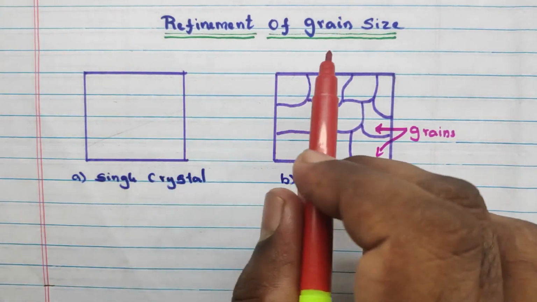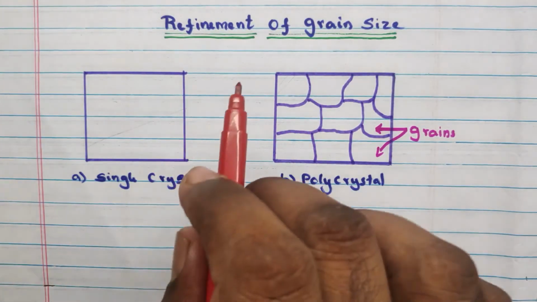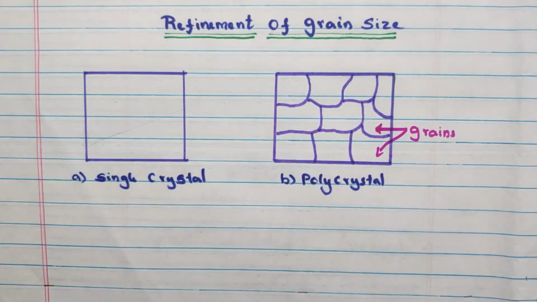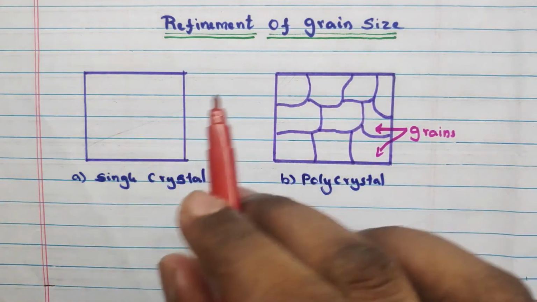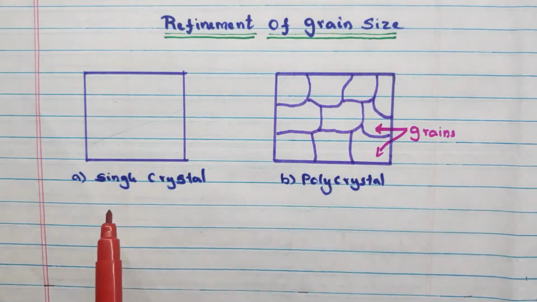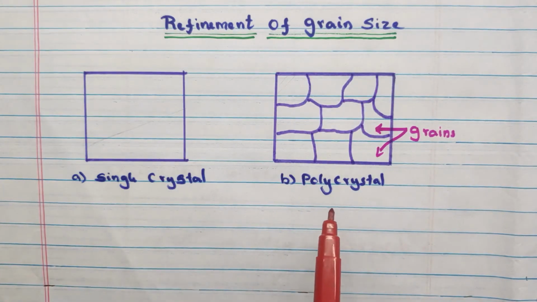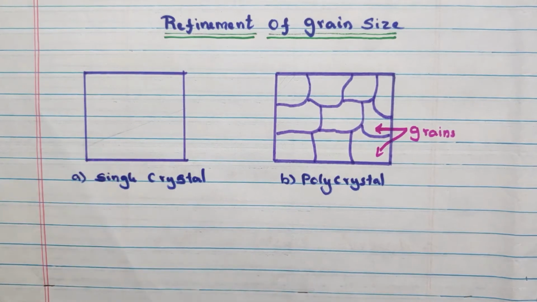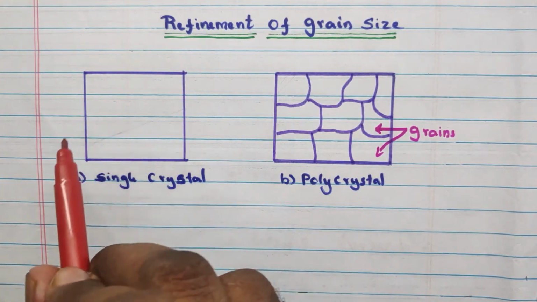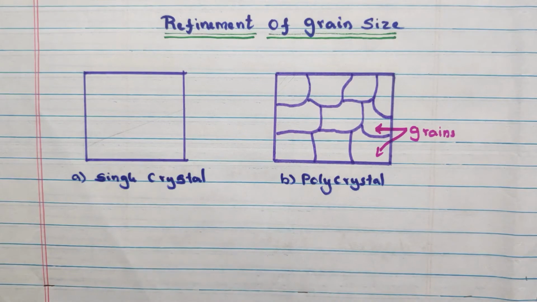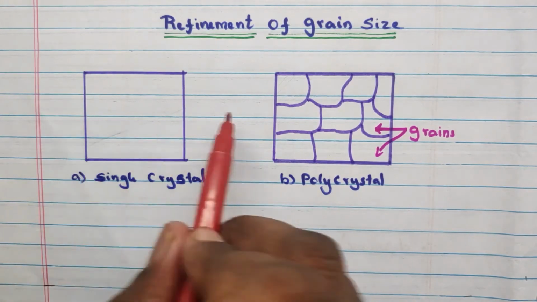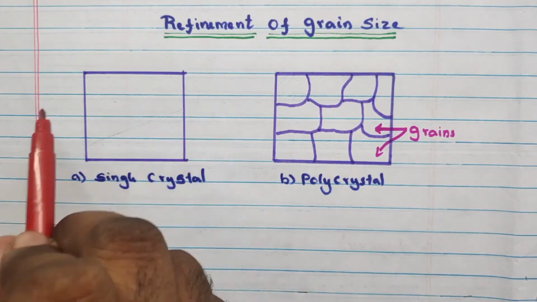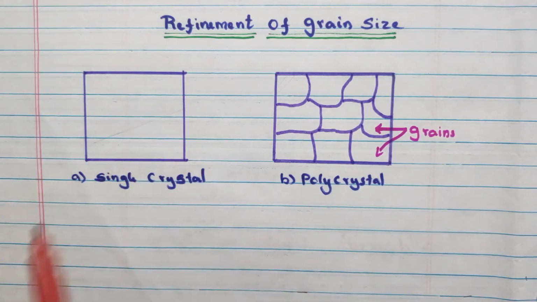Next one is refinement of grain size. This is another strengthening method, and in order to understand refinement of grain size, I have shown you two crystals. One is a single crystal and the next one is a polycrystal. Now just focus on this single crystal. The unit cells in this crystal will be oriented in the same way, in a regular pattern.